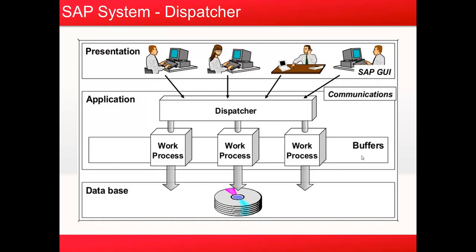Now let's get into the dialog work processes. These are called dialog work processes, and they are responsible for the interactive tasks of the SAP system. Dialog work processes execute only one dialog step at a time and are immediately freed up for the next user request. So they are constantly switching between the users.